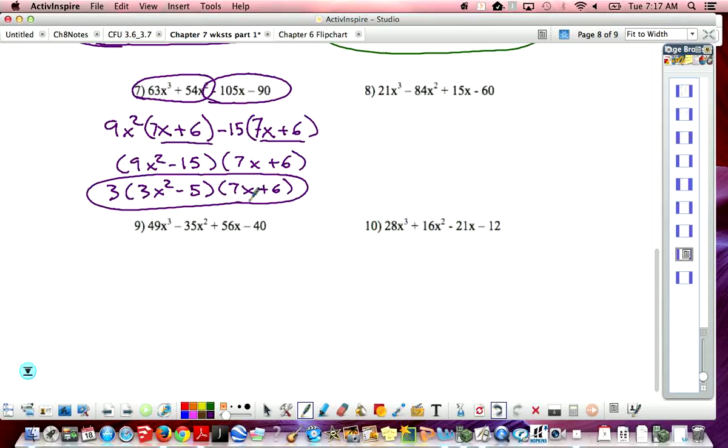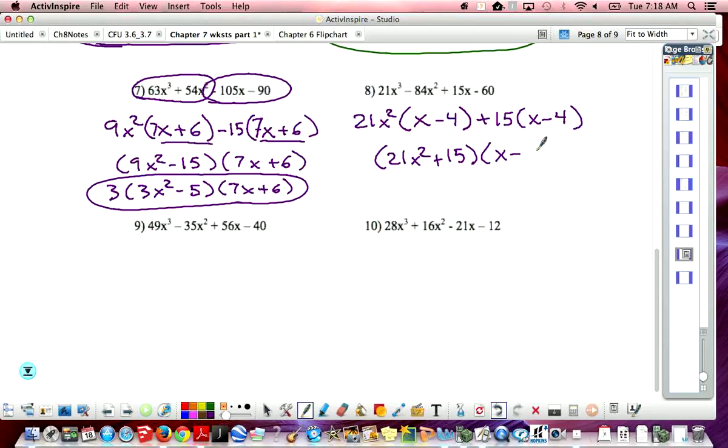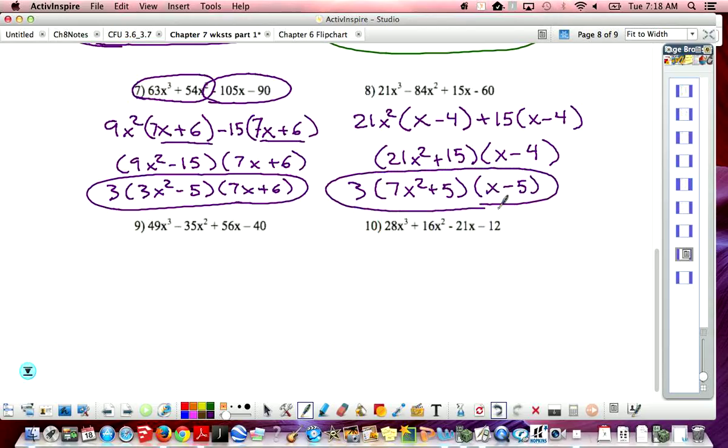All right, next one. 21 does go into 84 4 times, and I can pull out an x squared. So I get 21x squared, and I'm left with x minus 4. 15 and 60 have a 15 in common, x minus 4. So I have 21x squared plus 15 sets of x minus 4. Sure enough, 21 and 15 do have the number 3 in common, so I have to pull out that 3. And I'm good to go.